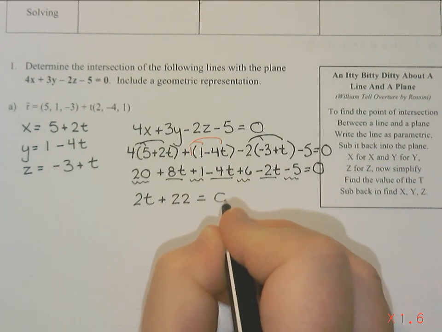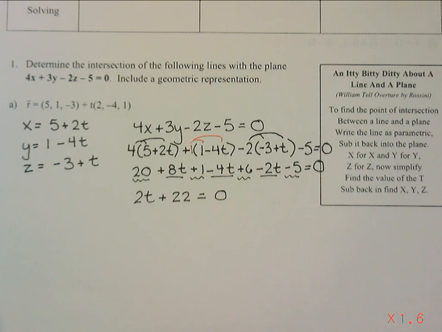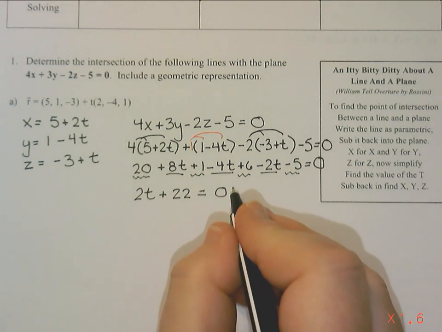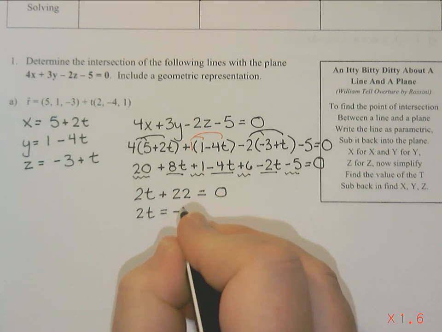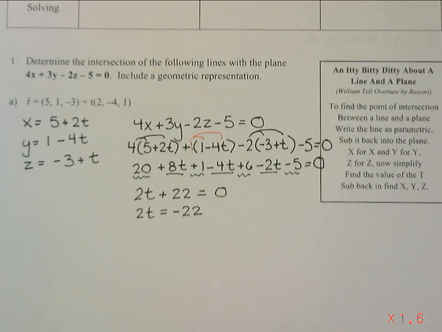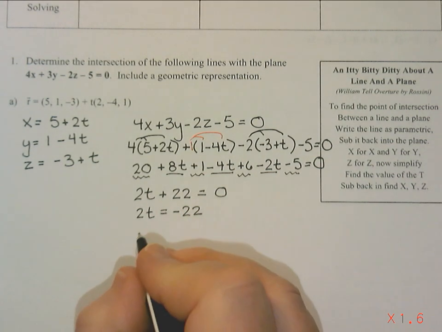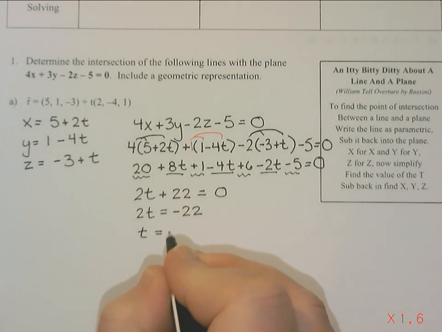That still equals 0. And then we're going to rearrange for t. So I'm going to subtract 22 from both sides to get that 2t equals negative 22. And then divide both sides by 2 to get that t equals negative 11.